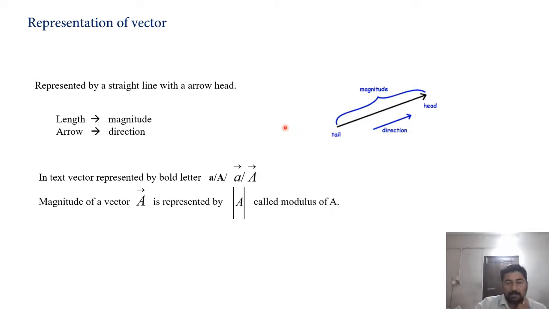So this is a graphical representation. If you want to represent it analytically, in a book or something, how will you identify whether it is a vector or a scalar? A vector is represented by a bold face letter, like A if the vector is A, or it can be represented by a bold face capital letter.